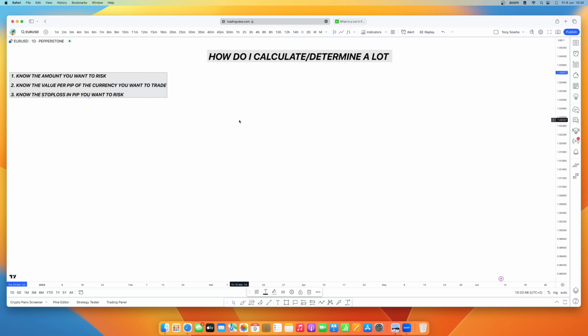All right. So now let's look at these three things. Know the amount you want to risk. What this means is you have to determine it. The market is not going to determine that for you. You have to determine that yourself. How much of my account am I willing to risk on this trade?